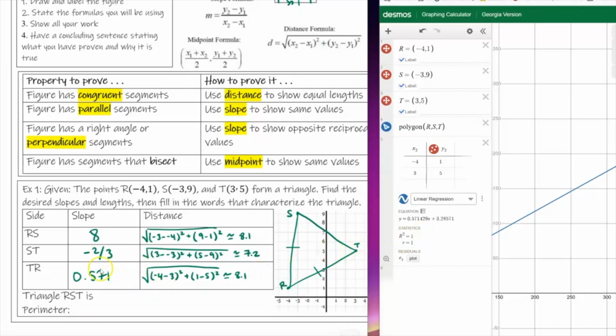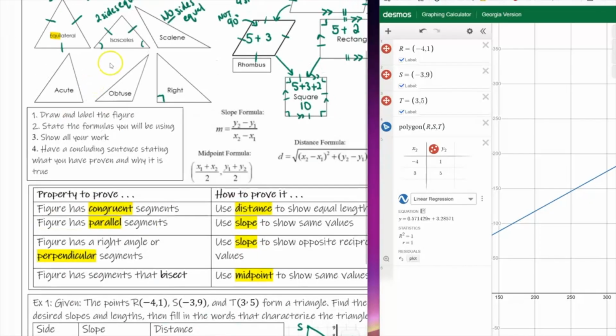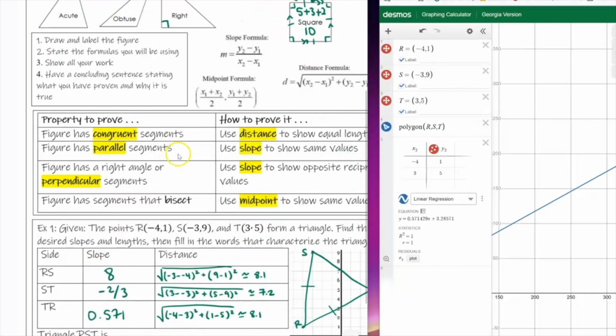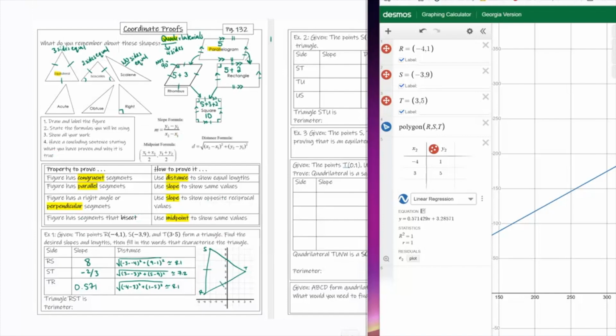I do know, though, it's not the reciprocal of this. If I multiply these two, I'm not going to get -1. If I multiply these, it's not going to be -1. If I multiply these two, it's not going to be -1. So none of these make a right angle. All right, so triangle RST is isosceles, because 2 sides are equal. So let's look at that spelling, because that spelling sucks. Isosceles.